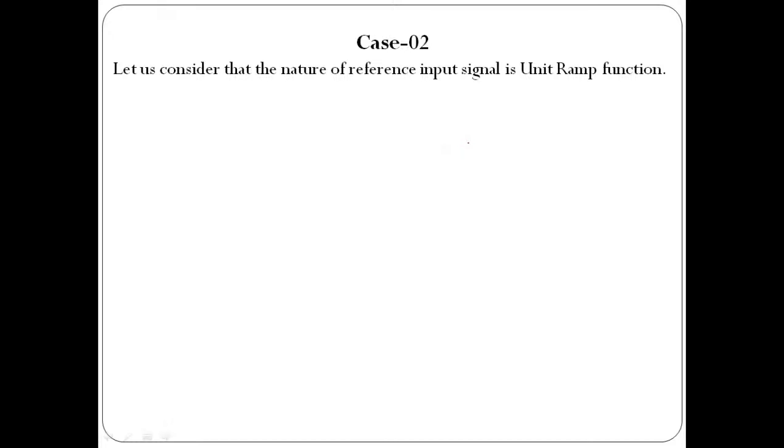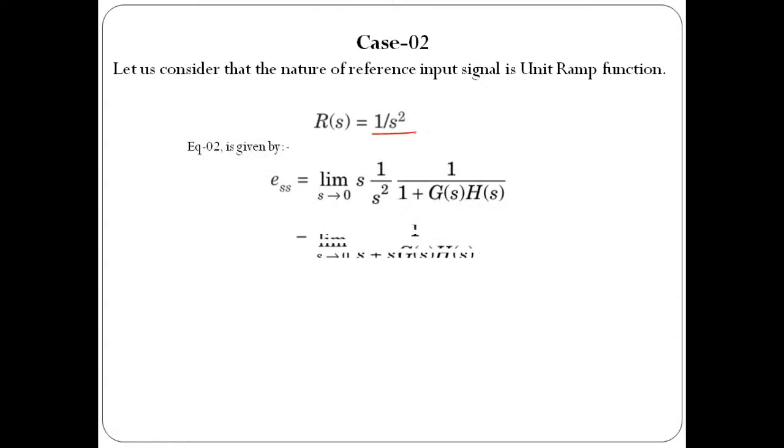And then in case number 2, we considered the reference input signal as the unit ramp function, and the value of R(s) is 1 by s square. Then we calculated the value of ess, and the expression for ess is 1 upon Kv, where Kv is called the velocity error coefficient, and the expression to calculate Kv is limit s tends to 0 s into G(s) into H(s). This is very important.